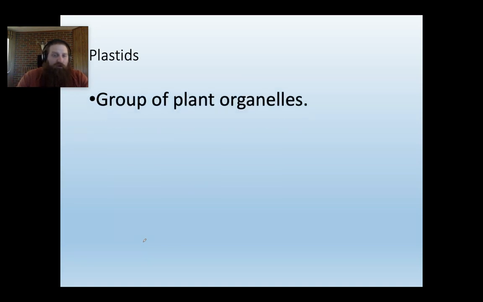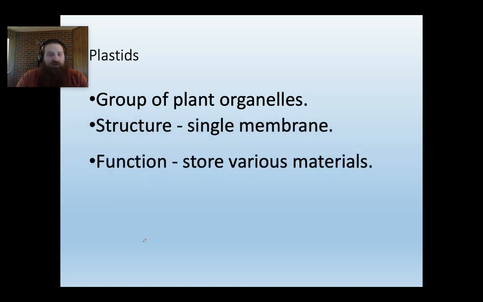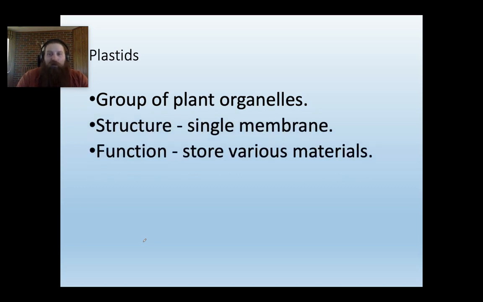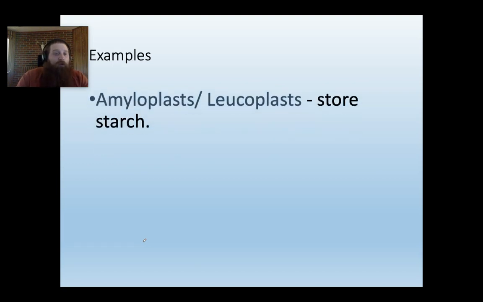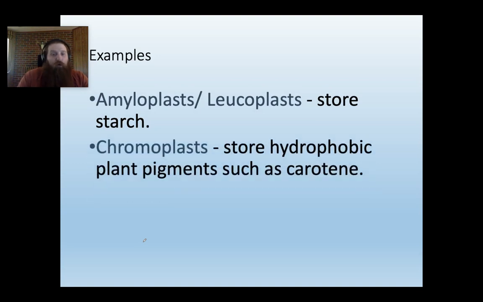Now, there are also things in plants called plastids. I'm just going to throw them at you real quick because you're going to see those later on just briefly. They're just a bunch of plant organelles. They have a single membrane and they store things. So they're very similar to vacuoles, but they're just in plants. Things like amyloplasts, which store starch, or leucoplasts. There's also chromoplasts, which store plant pigments like carotene. It's what turns carrots orange.